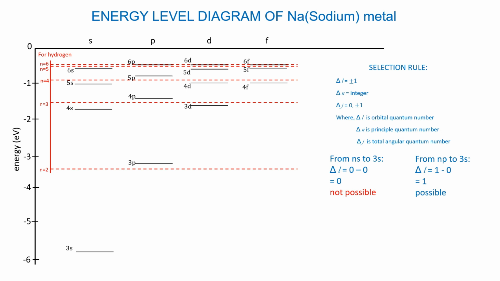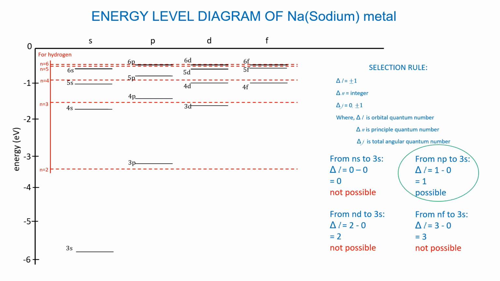Also we'll check from nd to 3s, we'll get delta L equals 2, so it's also not possible. From nf to 3s, delta L will be 3, so it's also not possible. Now we can say that only from np to 3s the transition of the electron is possible.